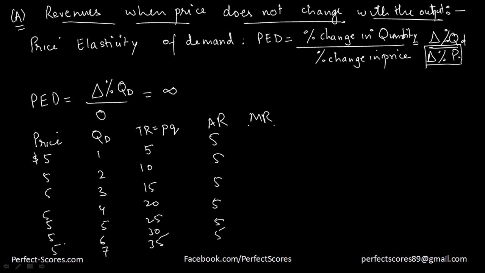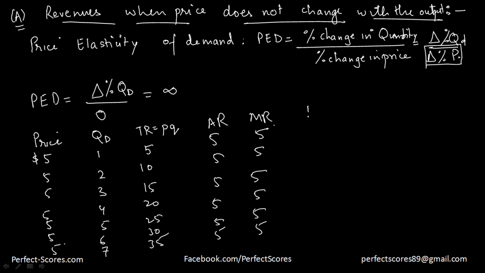The marginal revenue is the change in revenue divided by the change in quantity. So 10 minus 5 is 5 and 2 minus 1 is 1, so 5. The marginal revenue also remains 5 consistently, because you can clearly see here 15 minus 10 is 5, 3 minus 2 is 1. So 5 by 1 is 5. 20 minus 15 is 5 and 4 minus 3 is 1. So the marginal revenue remains the same.